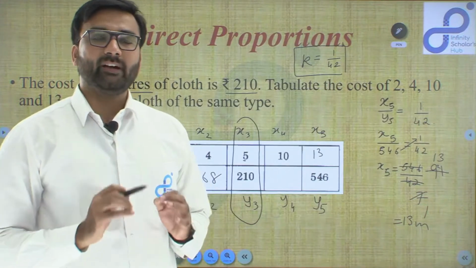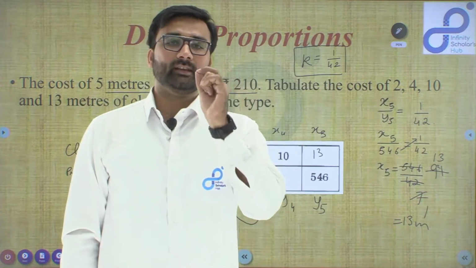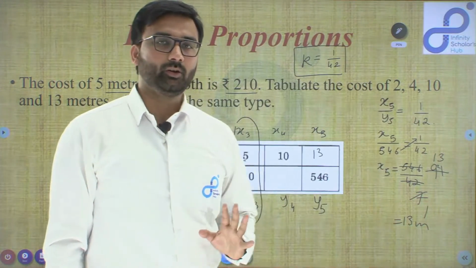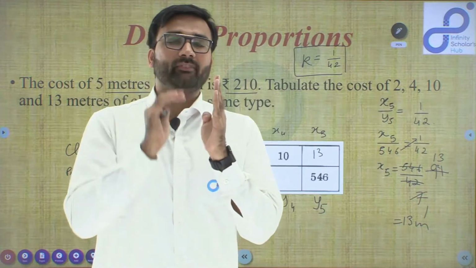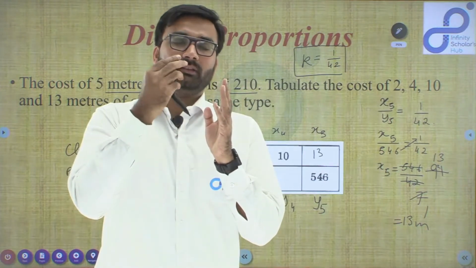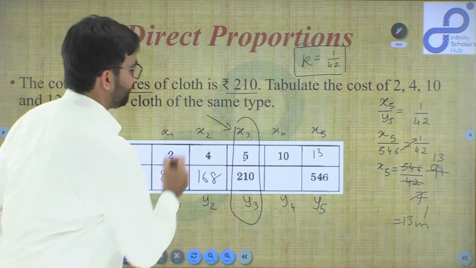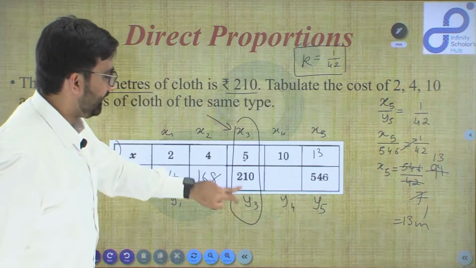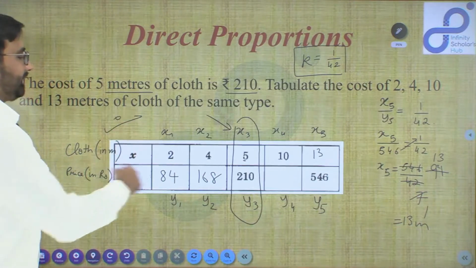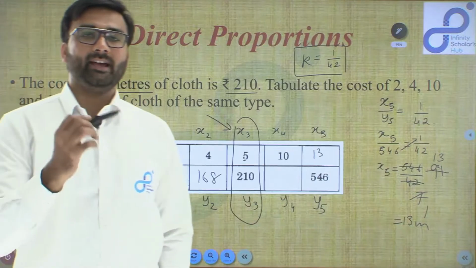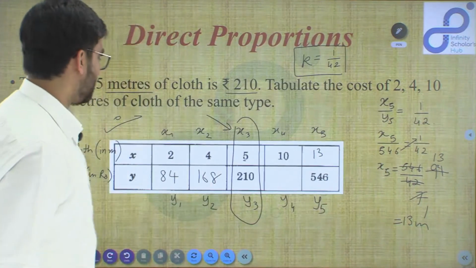So in order to find out direct proportion, always remember the ratio of two quantities is equal to a constant. Okay, and if you want to find out the constant, then pick up those values of x and y where their values are given. So first I picked up this column because the values of x3 and y3 were given. So always make a table like this and then solve the sums on direct variation and inverse variation, that is direct proportion and inverse proportion.